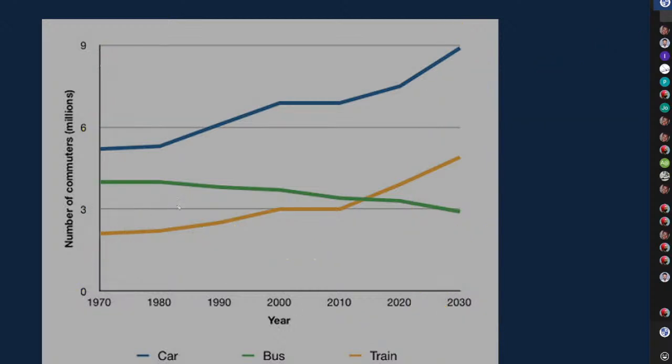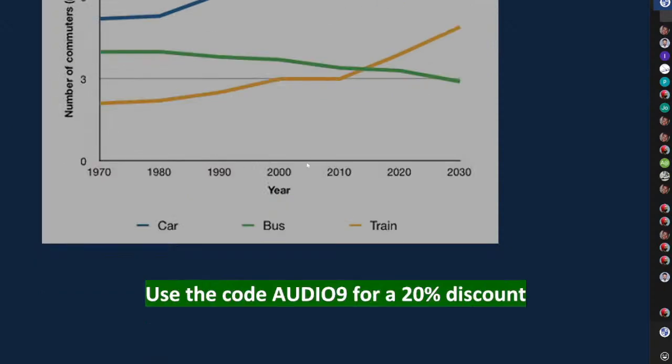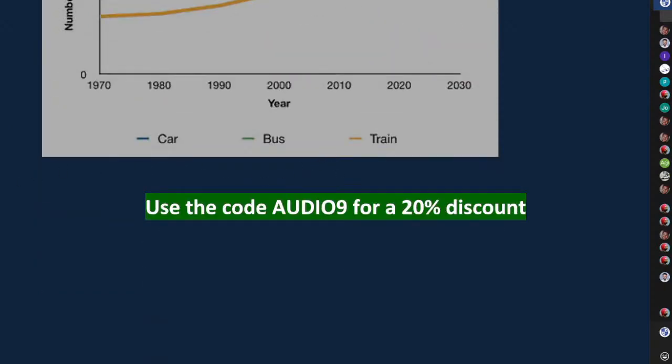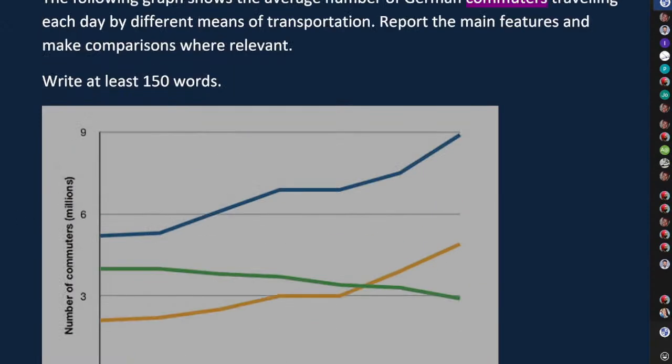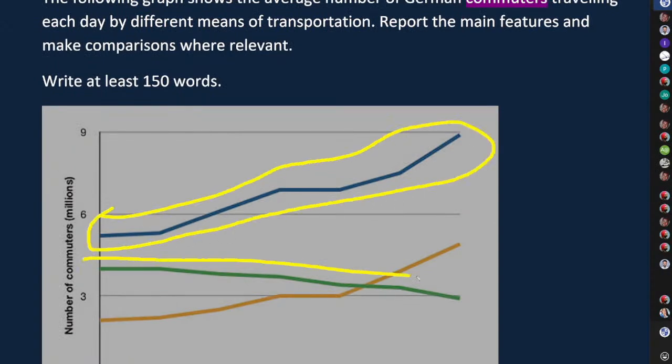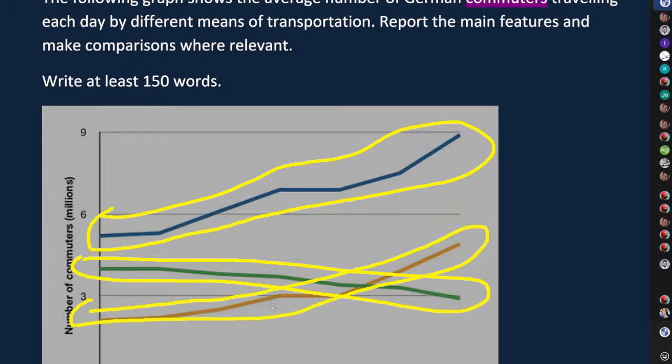And then down low here on this graph, of course, we've got some other key pieces of information. We've got car, bus, and train. So these are the three types of transportation that this line graph is reporting on. So we've got car. This is our car here. This is the bus, and then here we have the train. So we've got those three distinct modes of transportation.